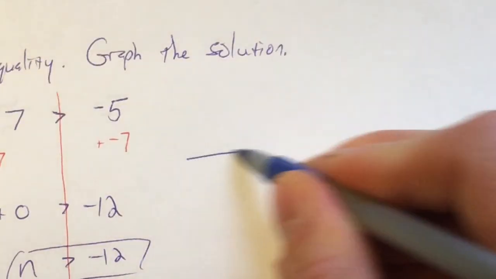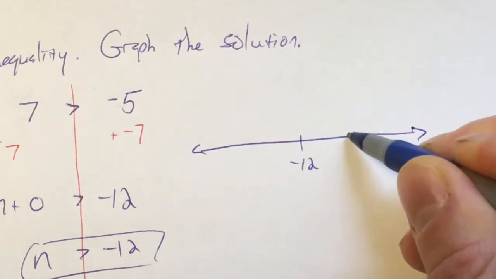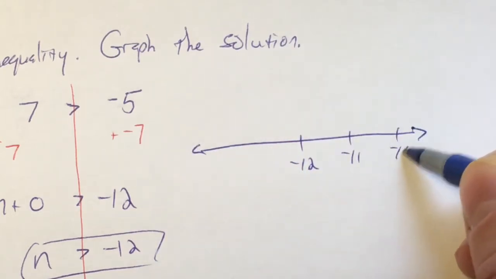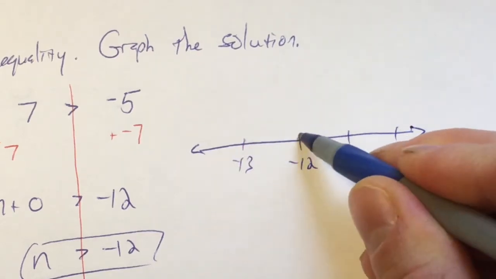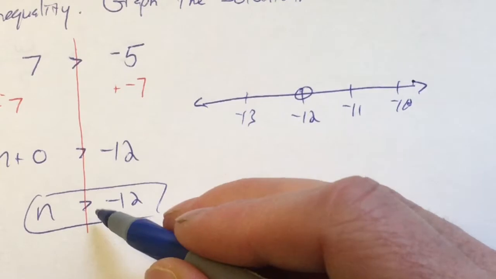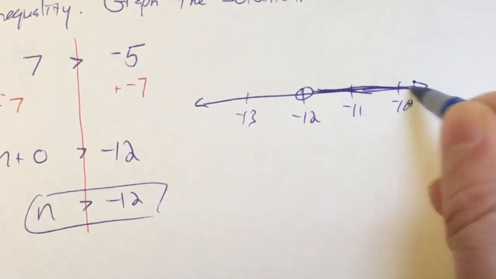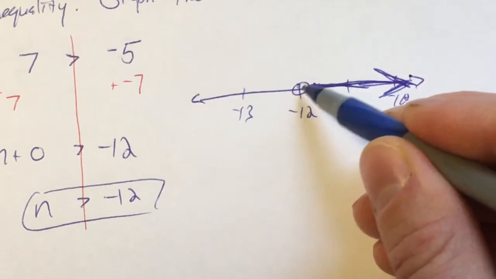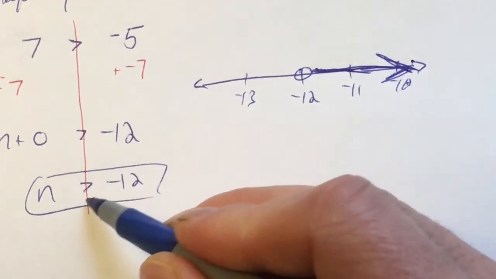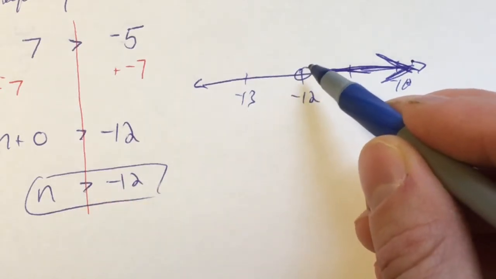And to graph that, here's my number line. I'll put negative 12 in the middle. Negative 11 there and negative 10 like that. Here's negative 13. Put a circle around negative 12, and I need to be greater than negative 12. And so that is going to be in this direction. These are the greater numbers. Do I color in the circle? No, because it doesn't say that I can be equal to negative 12. I only color that in when it's greater than or equal to.